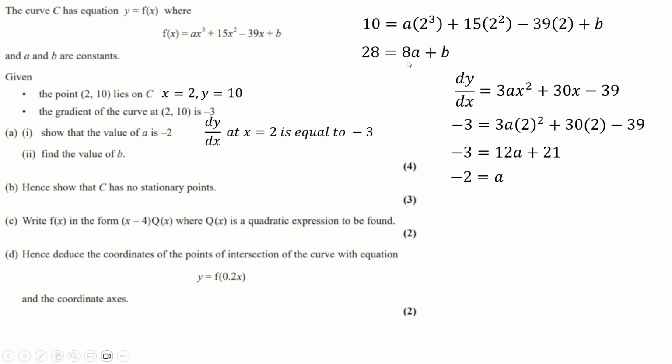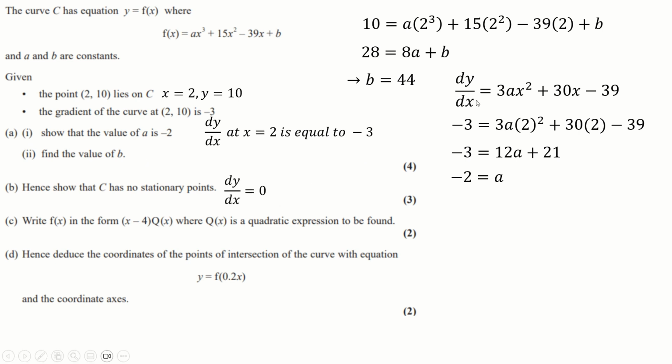And once you've got that, you can put that into here, and you'll get the b value as well. And we'll have b is 44, and yeah, we'll have this first bit done. Hence, C has no stationary points. Stationary points are when dy by dx equals 0, or f dashed of x equals 0.